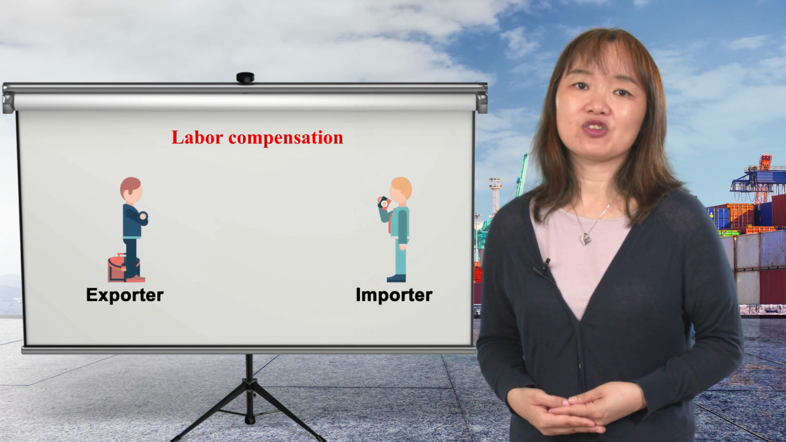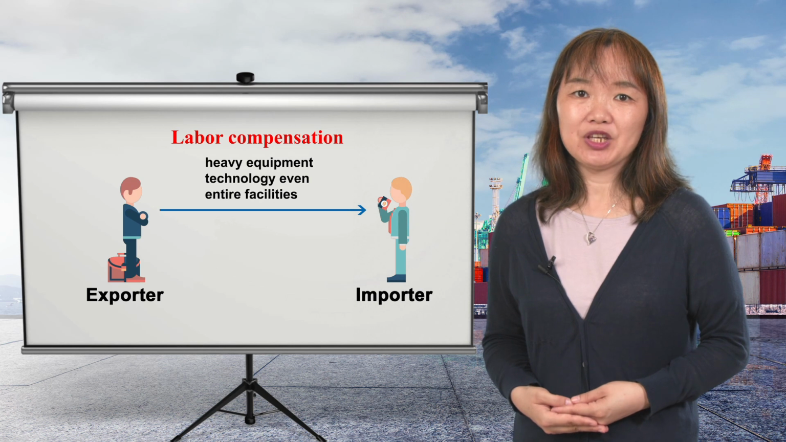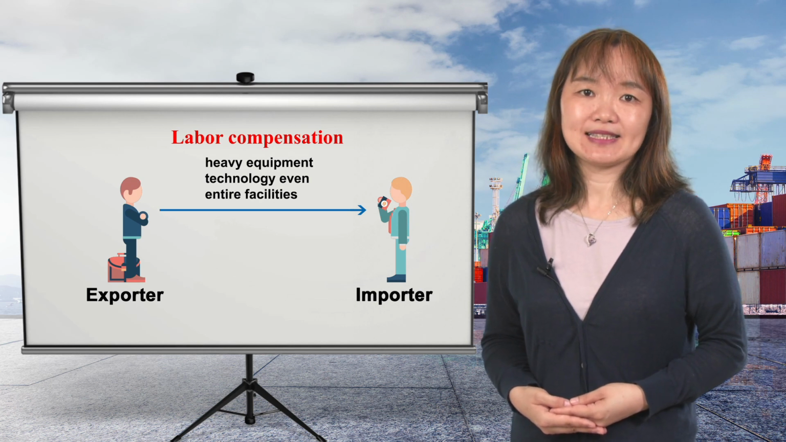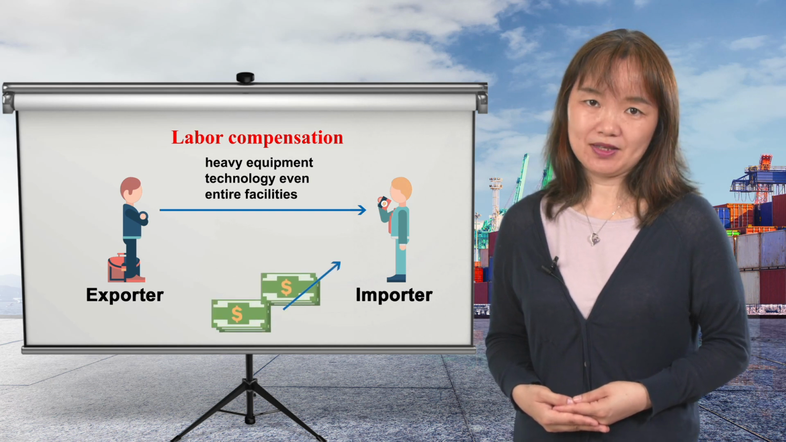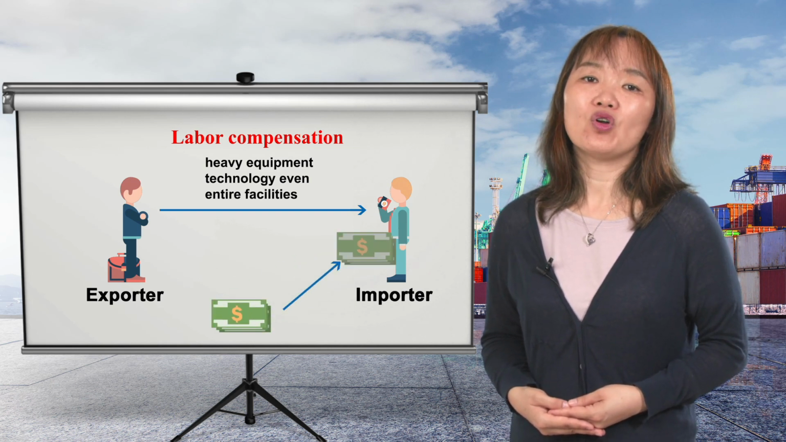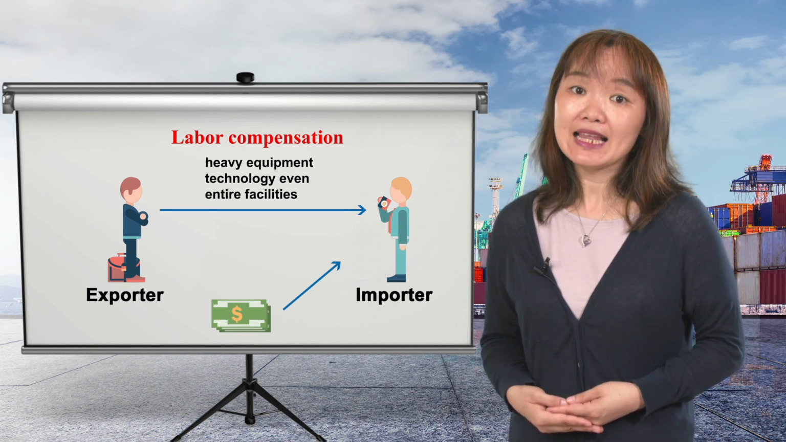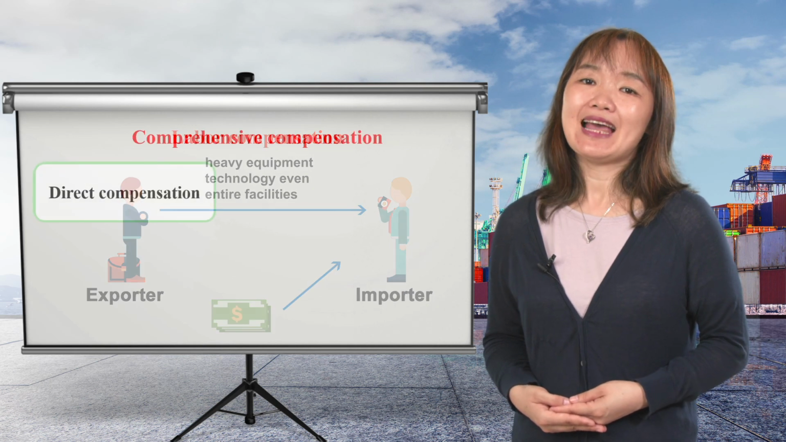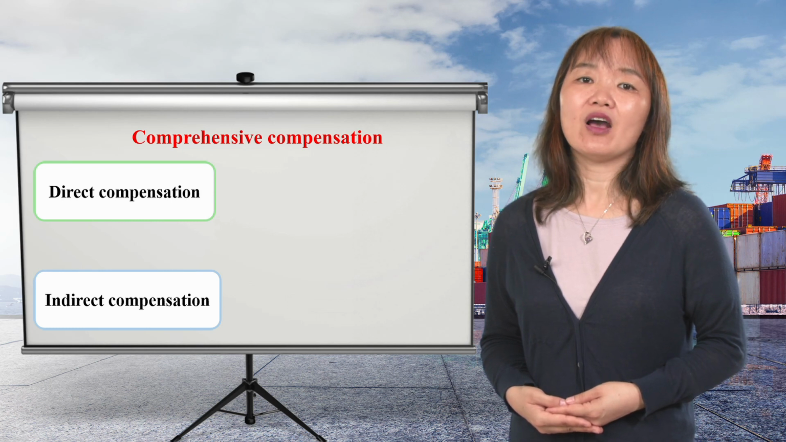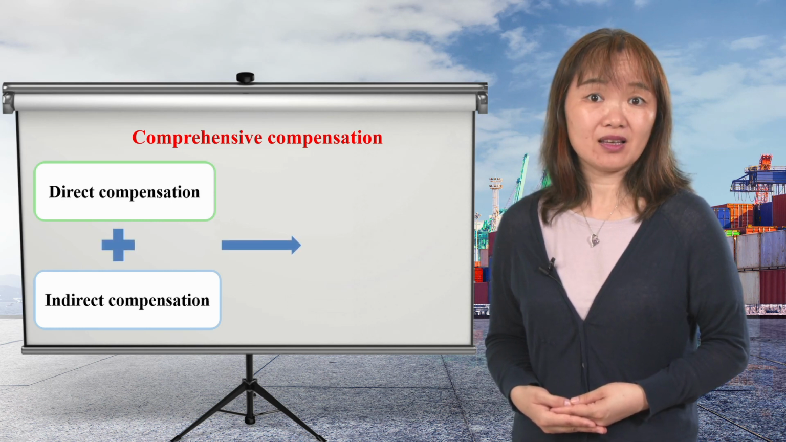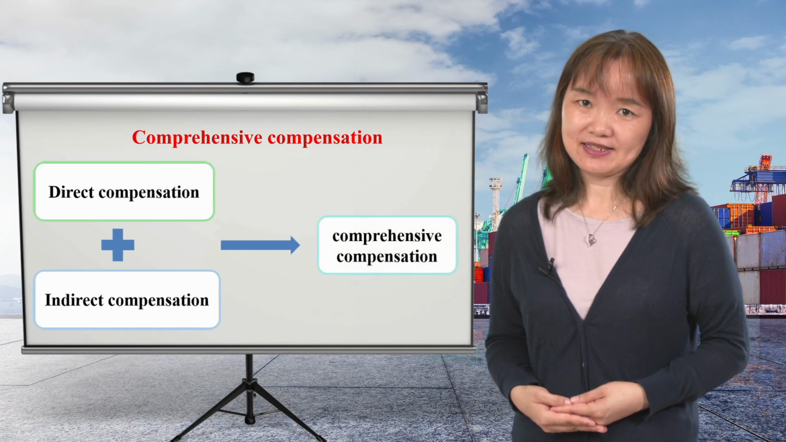Labor compensation is common in the small and medium compensation trade, which is combined with processing or assembling, in which the party who buys the equipment or the technological know-how should be compensated by the labor. Direct compensation and indirect compensation can also be used in combination, known as comprehensive compensation trade.